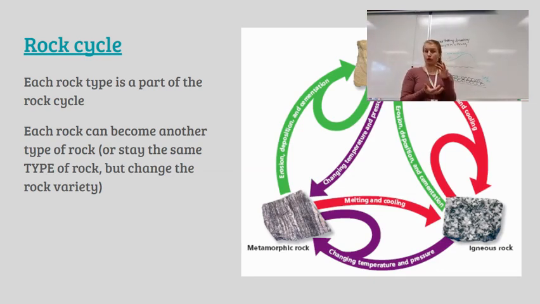You could have a metamorphic rock that you add heat and pressure to, and it becomes a different type of metamorphic rock. Or you could add so much heat and pressure that it melts, and then you've turned it into an igneous rock. So the rock cycle is pretty self-explanatory in that it's a cycle, and it can become anything that it wants to be. Let the rocks do what they want to do.